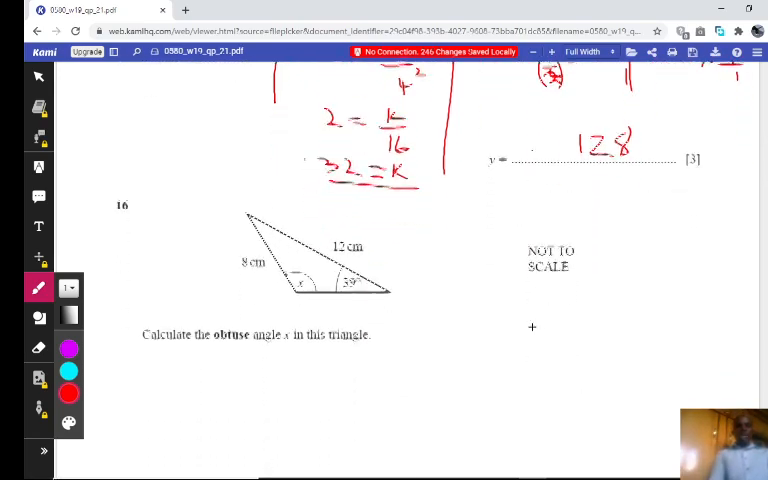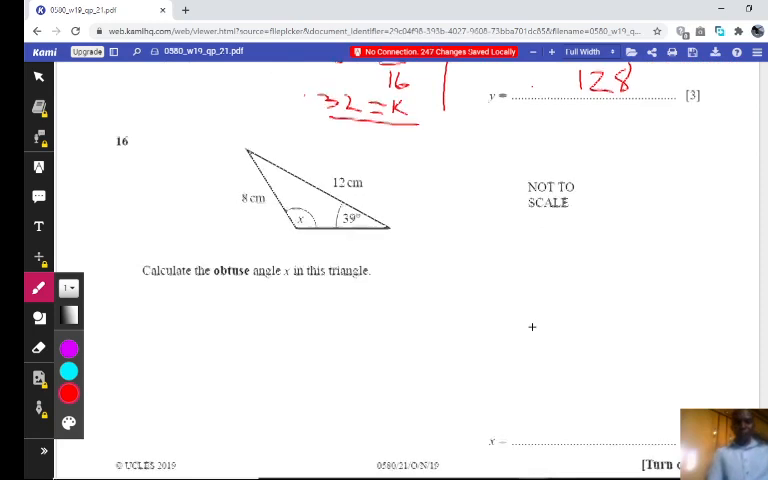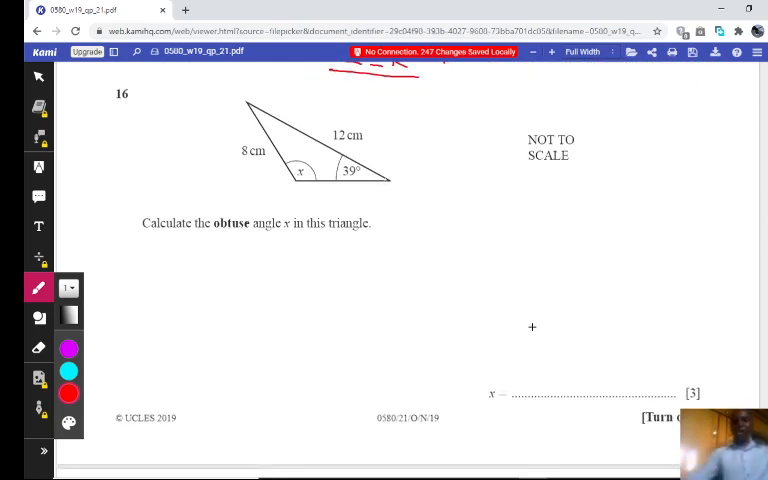Right, moving on to the next question. Question number 16. It's saying, calculate the obtuse angle x in this triangle. What do you do here? These are non-right angle triangles. You can apply the sine rule or the cosine rule. In this case, you check this angle, the side opposite this angle is 8. This angle, the side opposite this angle is 12 is given. So you can easily use the sine rule.